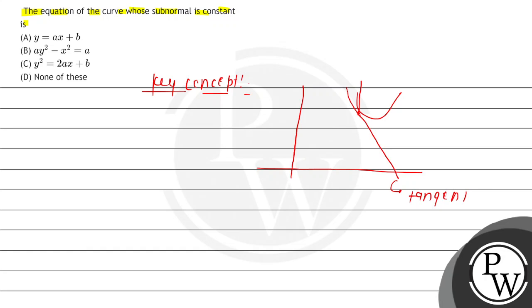And we know that the normal to this tangent is known as the normal, and we make a perpendicular upon the ordinate. So this distance is known as the subnormal.